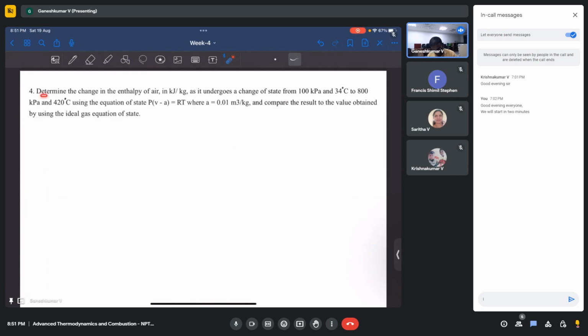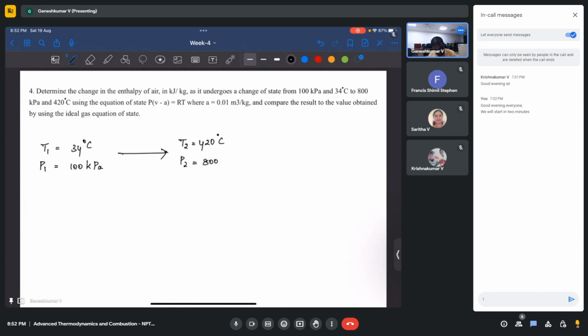Coming to the fourth question, we are asked to find the change in enthalpy of air. We already discussed before, as it undergoes a change of state from this to this, and 800 kilopascal to 420 degrees Celsius. Let me write it out. There is a T1 and P1; this is state one. T1 is 34 degrees Celsius and P1 is 100 kilopascal. It changes and becomes T2 and P2. T2 is 420 degrees Celsius and P2 is how much?